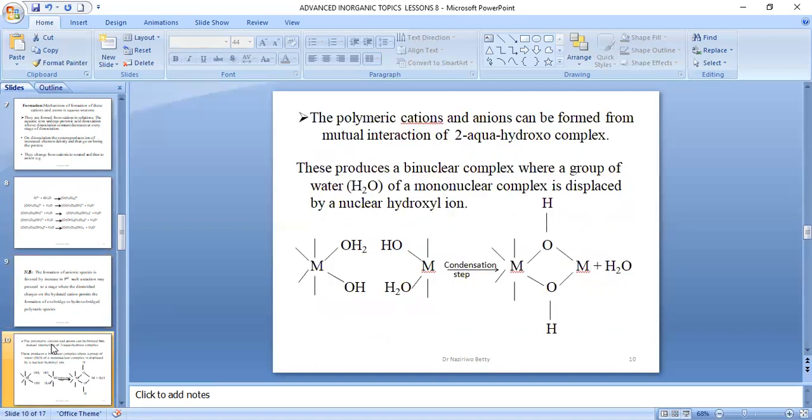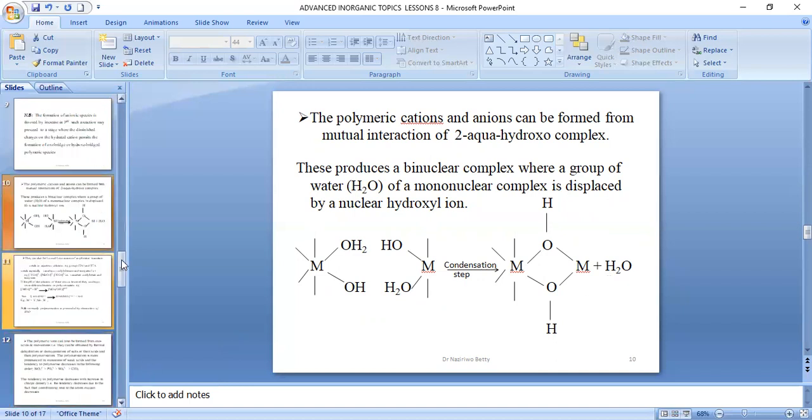The polymeric cations and anions can also be formed from mutual interaction of 2 aqua hydroxyl complexes. This produces a binuclear complex where a group of water of a mononuclear complex is displaced by a hydroxy ion. So the group of water on condensation is replaced by a hydroxy ion, so there is a loss of a water molecule. Always remember the condensation process leads to the elimination of smaller molecules like water, ammonia, hydrogen chloride, as the case may be.